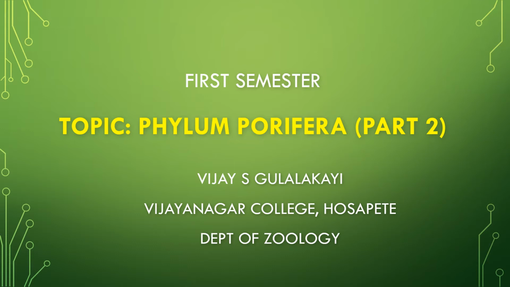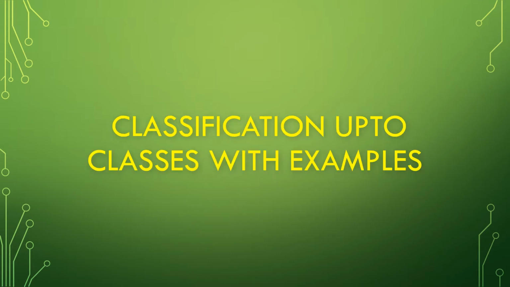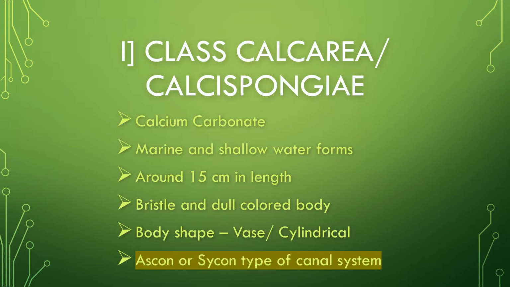Today we will be dealing with the continuation part of phylum Porifera. The phylum Porifera is classified into three classes based on the nature of spicules, that is skeleton. Now the first class is Calcarea or Calcispongiae. Now let us discuss the characteristics of class Calcarea one by one.